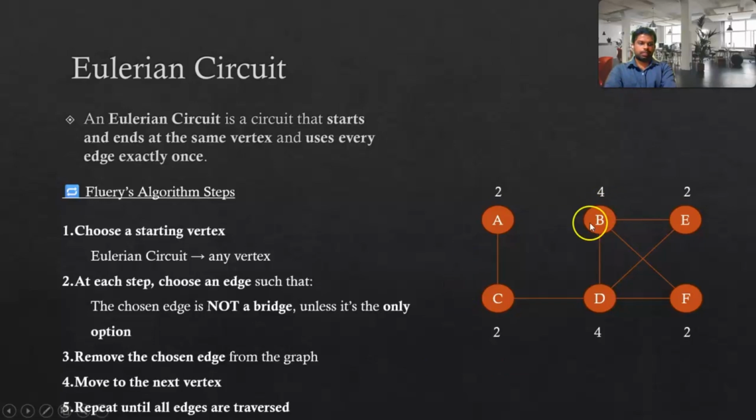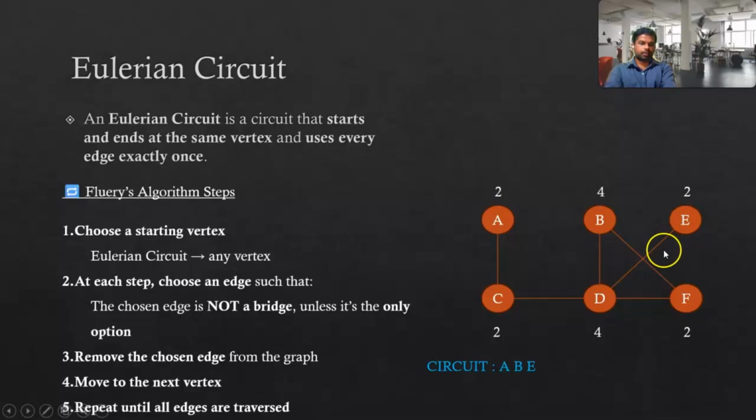And then from B, we can either go to D, to F, or to E. If we move to E and delete this edge, we still have a connected graph. So we'll move on to E and delete this edge. So we have a connected graph and the circuit goes from A to B and then to E.